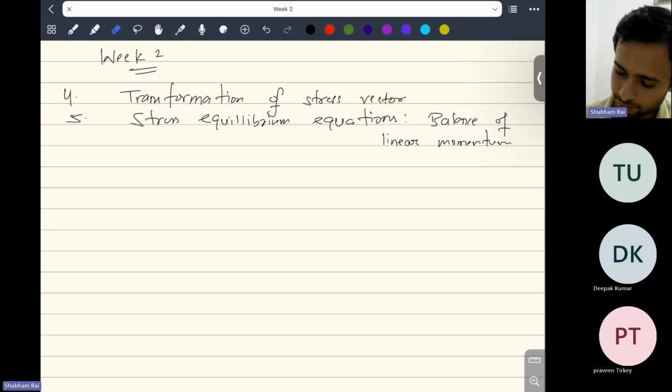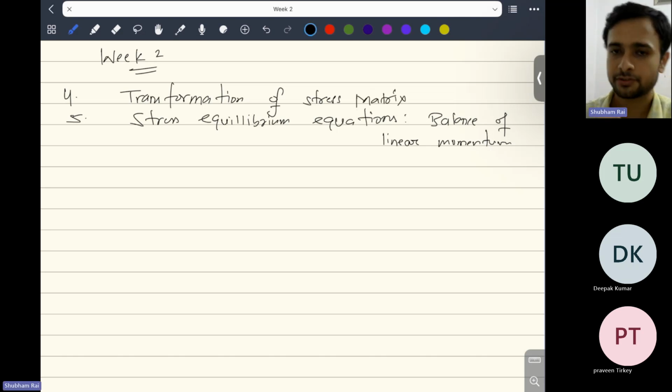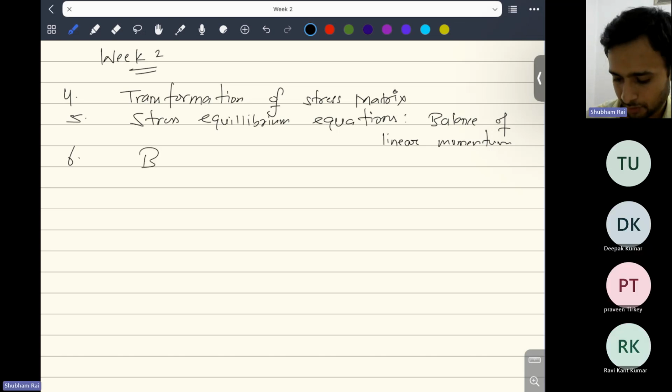Actually, it's not a vector, so it's a tensor. So stress matrix, it's a second order tensor which is represented by matrix. So you would have learned about transformation of stress matrix. Like suppose you have one coordinate system and you have rotated that coordinate system to arrive at some another coordinate system. So how will you represent stresses in the new coordinate system that you would have learned? In lecture 5, Sir had derived balance of linear momentum, and from that he obtained stress equilibrium equations. Now, lecture 6 was based on balance of angular momentum.